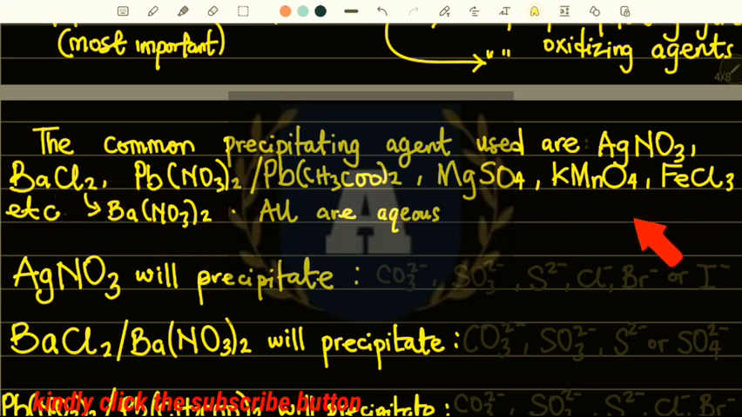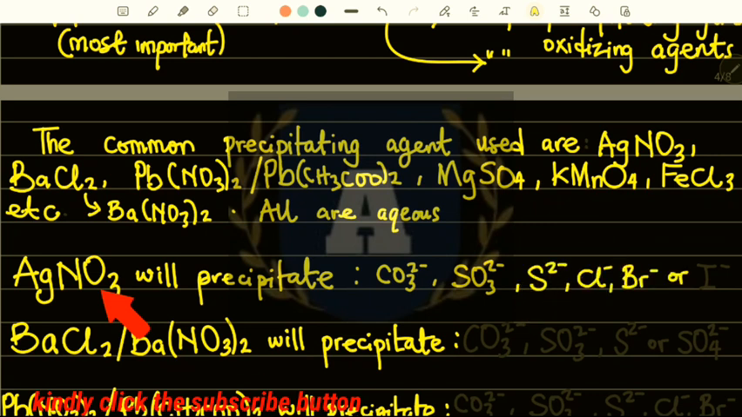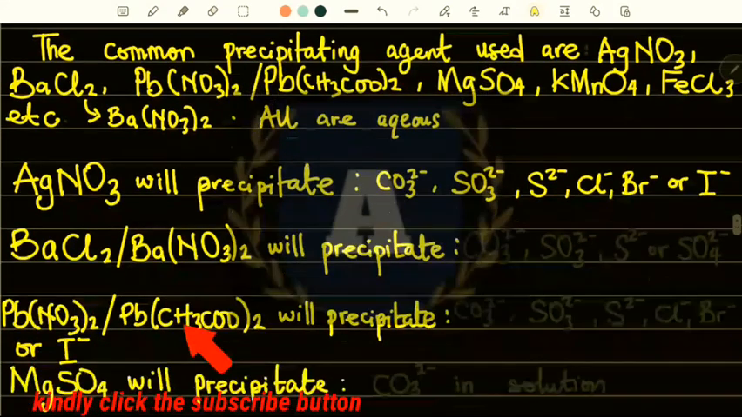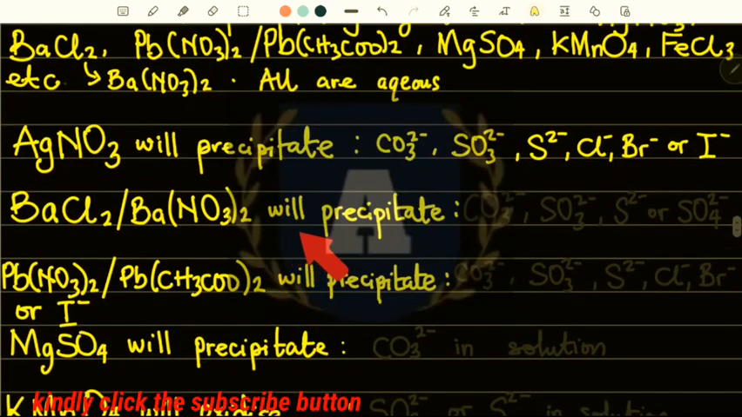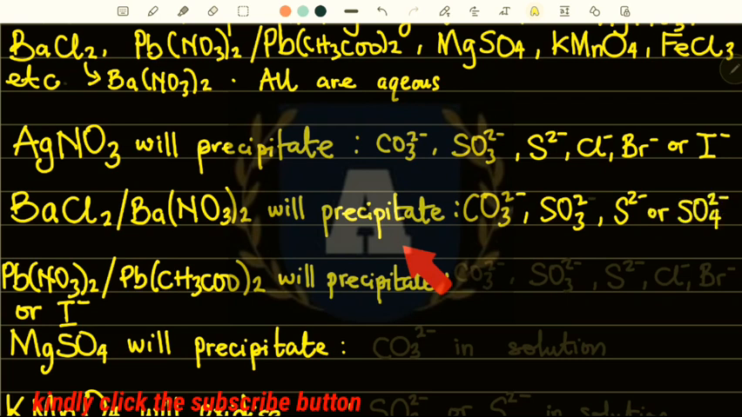Now, what will silver nitrate precipitate? Whenever silver nitrate is used in the exam, note that silver nitrate will precipitate trioxocarbonate(IV). It will also precipitate sulfate(VI), sulfide ion, chloride ion, bromide or iodide ion. Those are what silver nitrate will precipitate. Then similarly, what will barium chloride or barium nitrate precipitate? So you have to note as a student that barium nitrate will precipitate trioxocarbonate(IV), trioxosulfate(IV), sulfide ion, and tetraoxosulfate(VI) ion.